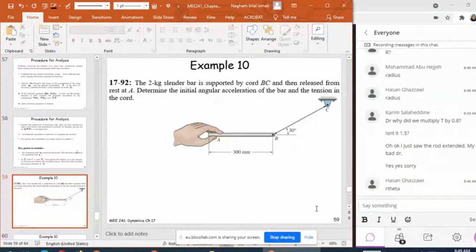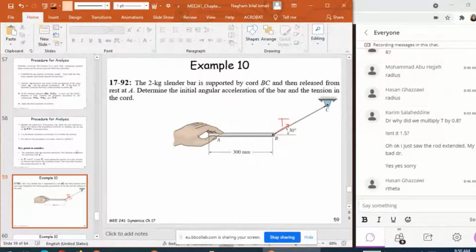Okay, so let's start with this example 10. So what I have here: a 2 kilogram slender bar is supported by cord BC and then released from rest at A, right? So I know that this beam is released from rest, which means omega is equal to 0. I need to determine its initial angular acceleration, at t equal to 0, at this instant shown here, and the tension in the cord. So I need to determine the tension here in the cord.